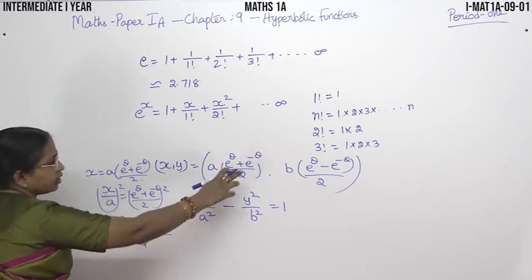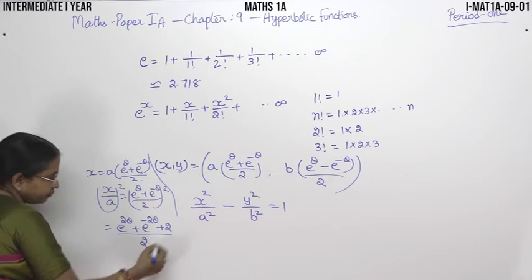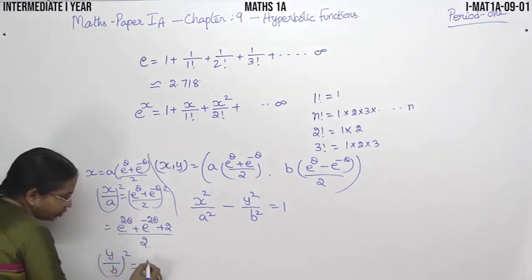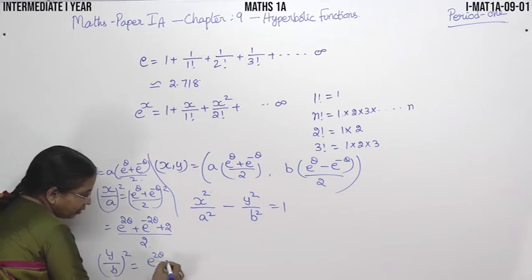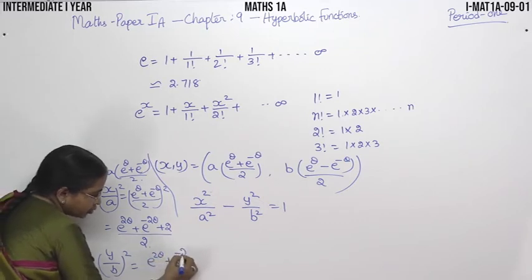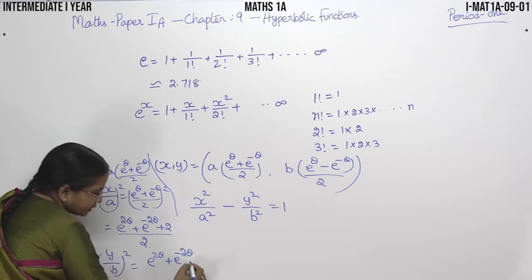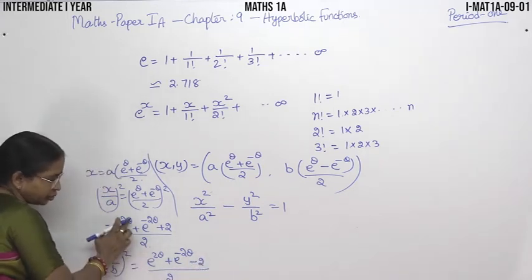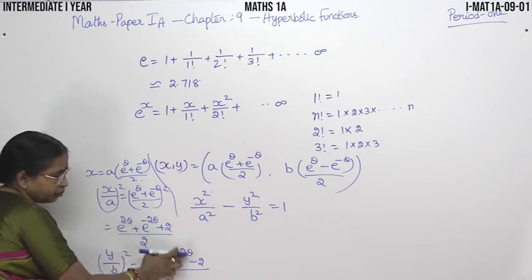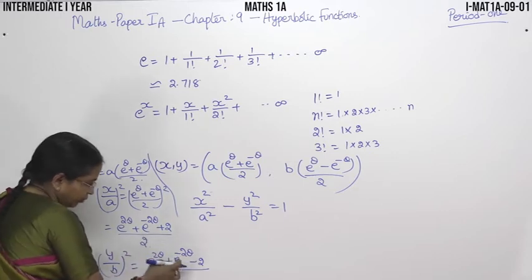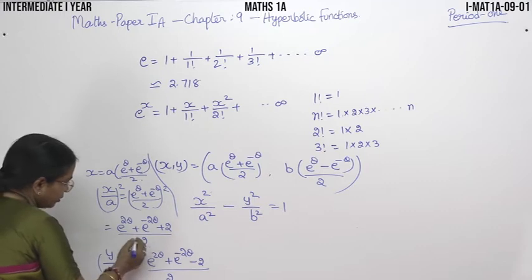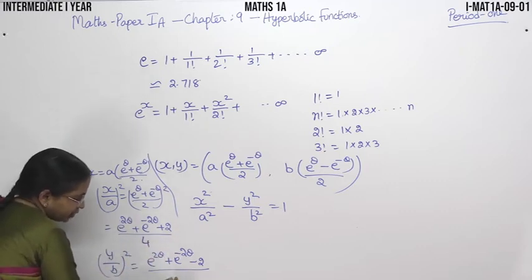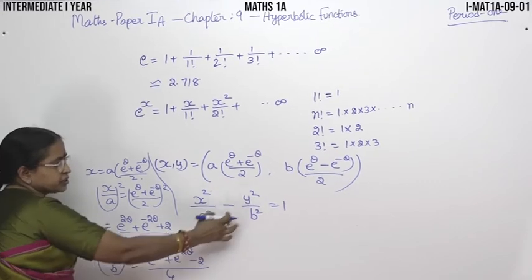Now in the same way, if you take y by b and then y by b whole square, you will get e power 2 theta plus e power minus 2 theta plus minus 2 by 2. Now when you subtract these two, the e power terms will get cancelled and you'll get 2 plus 2, 4, by this whole square becomes 4. So here also it is 4. So 4 by 4 which is equal to 1.